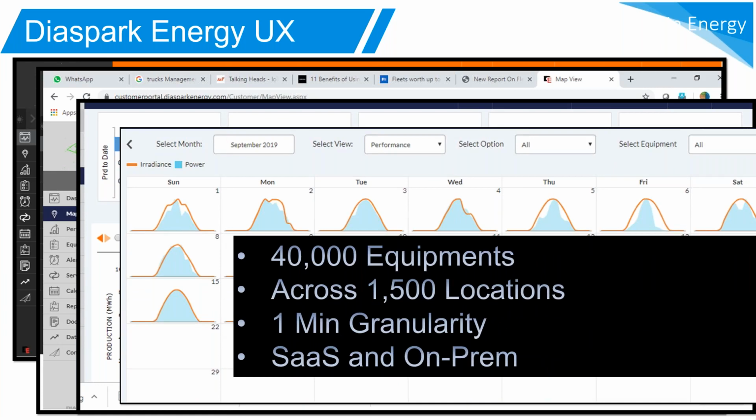Yep. So as you can see, we've deployed more than 40,000 equipments across 1,500 locations, and the granularity of the data with which we are sending it is 1 minute right now. This particular product completely relies on Azure IoT, and we have received very good results ever since we moved to it. Earlier we were using a data warehouse solution to do the same stuff, but after realizing the pros of Azure IoT, we were able to migrate our product with greater efficiency.